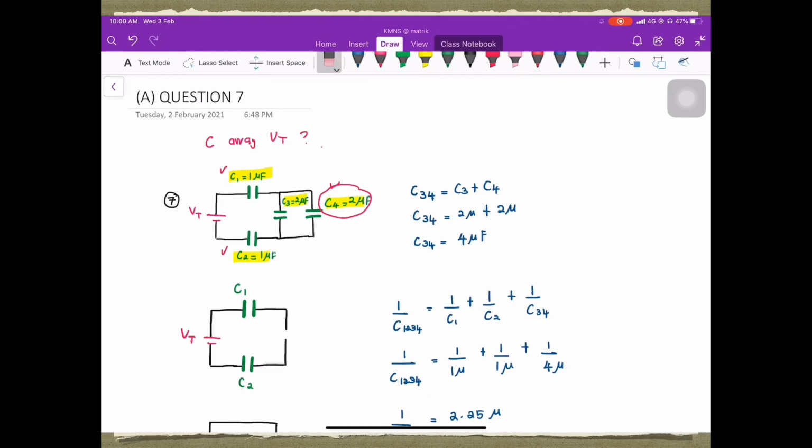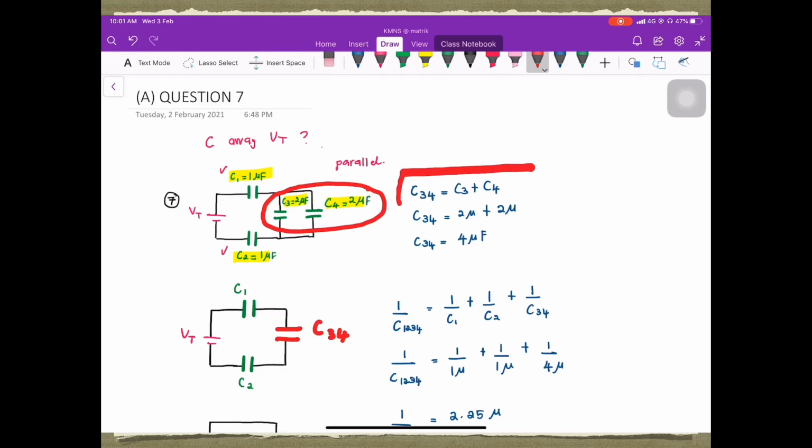So we will start with the combination C3 and C4 as parallel. Okay, so when we combine C3 and C4, we get the combination or new diagram C34 here. Okay, how to calculate the combination C3 and C4 using parallel. So this is the answer.